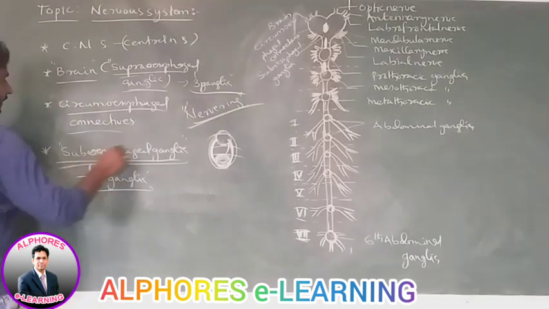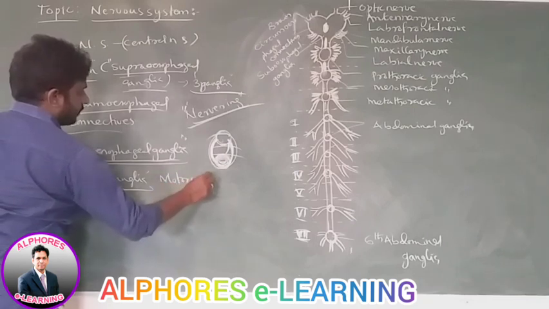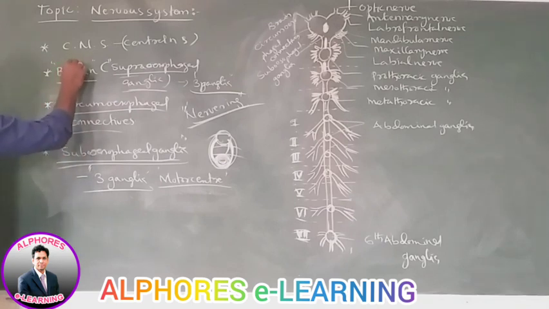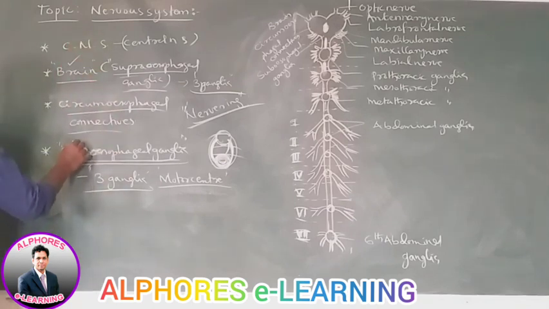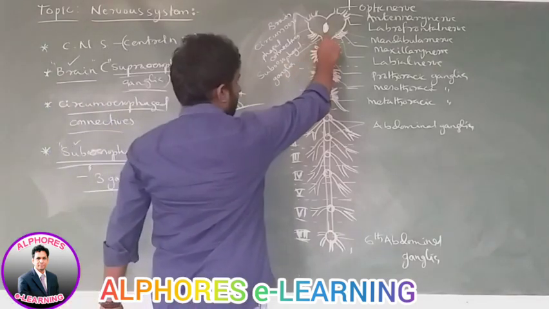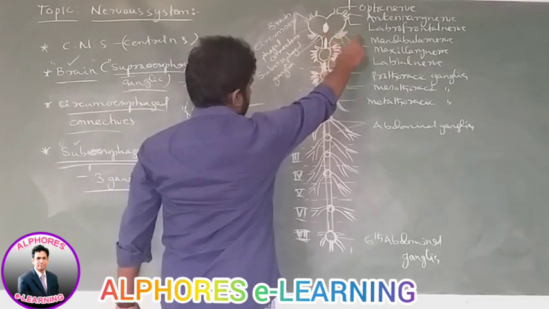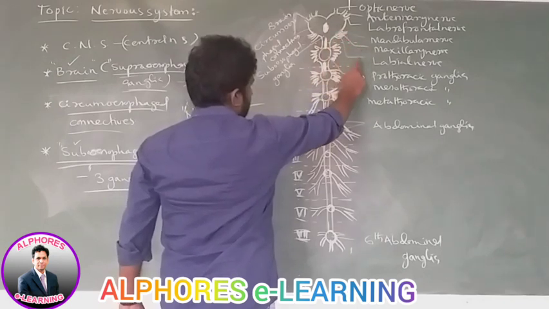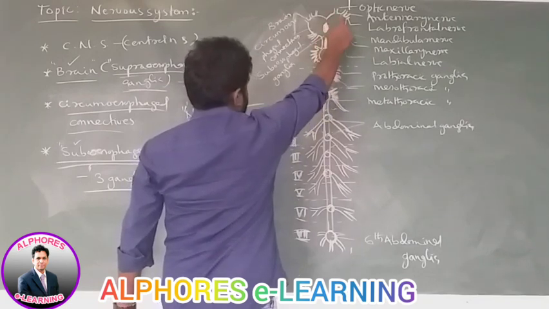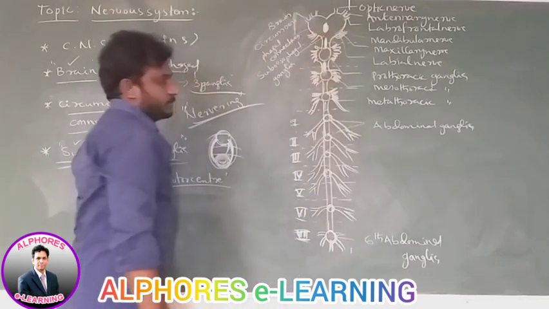Then the subesophageal ganglia is the motor center. Which one is the sensory center? The sensory center is the brain, and the motor center is the subesophageal ganglion. The subesophageal ganglion gives off 3 pairs of nerves called the mandibular nerve, maxillary nerve and labial nerves. Here are 3 pairs of nerves: optic nerves, antennal nerves and labrofrontal nerves.